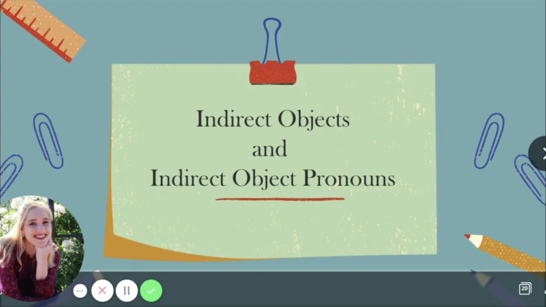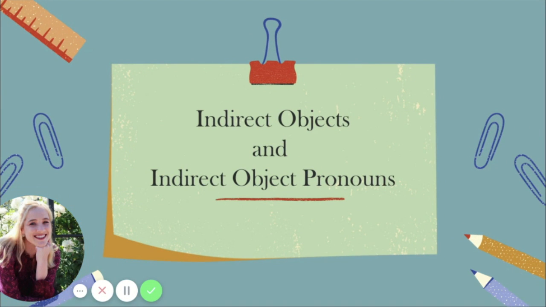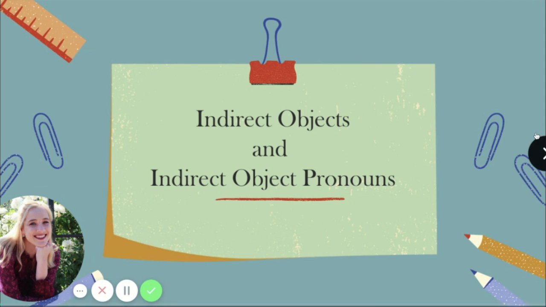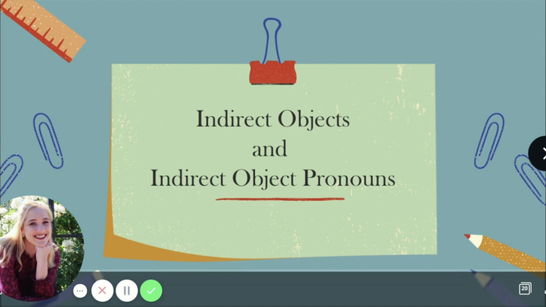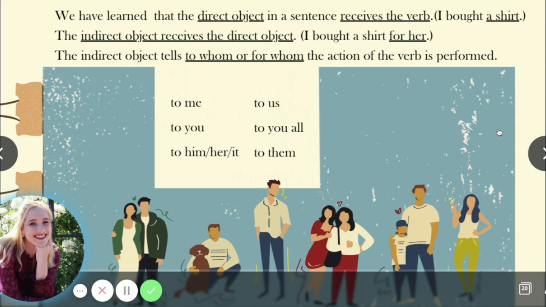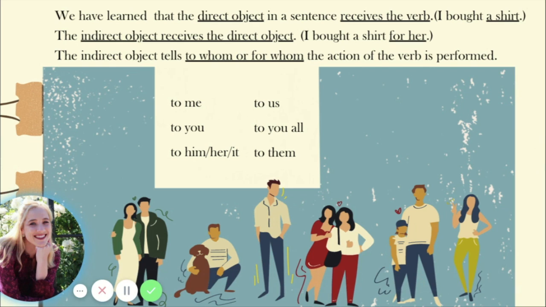All right, indirect objects and indirect object pronouns. Okay, we have these in English and we have them in Spanish, and they're pretty similar in both languages. So we have learned the last couple weeks about direct objects. We've learned that the direct object in a sentence receives the verb.